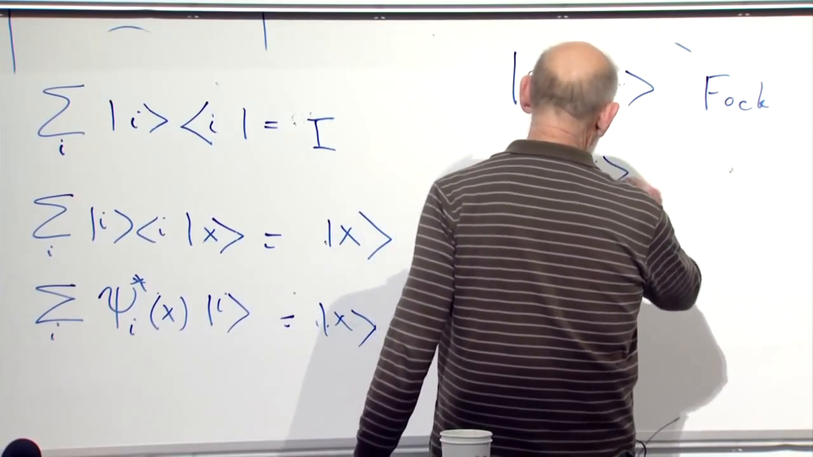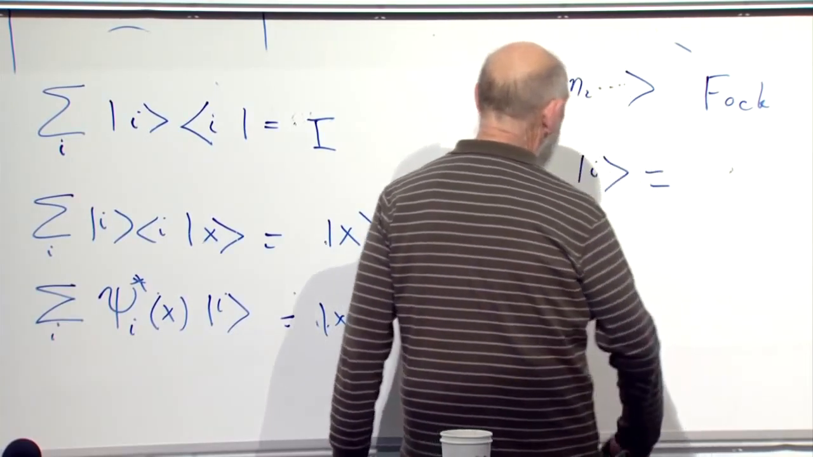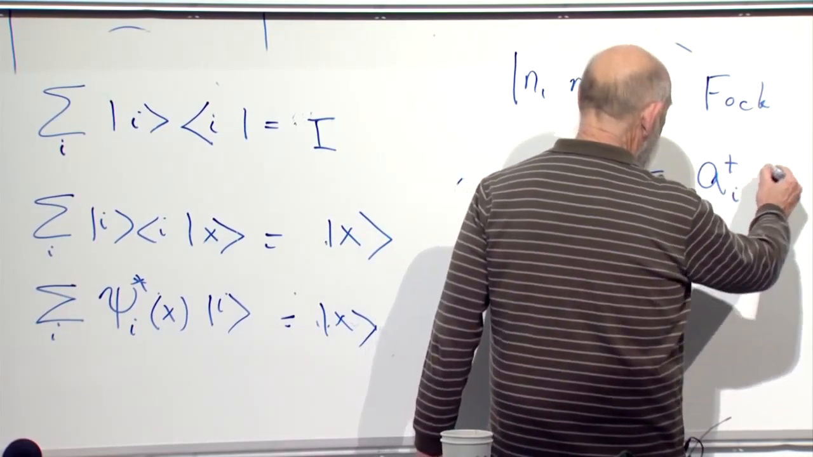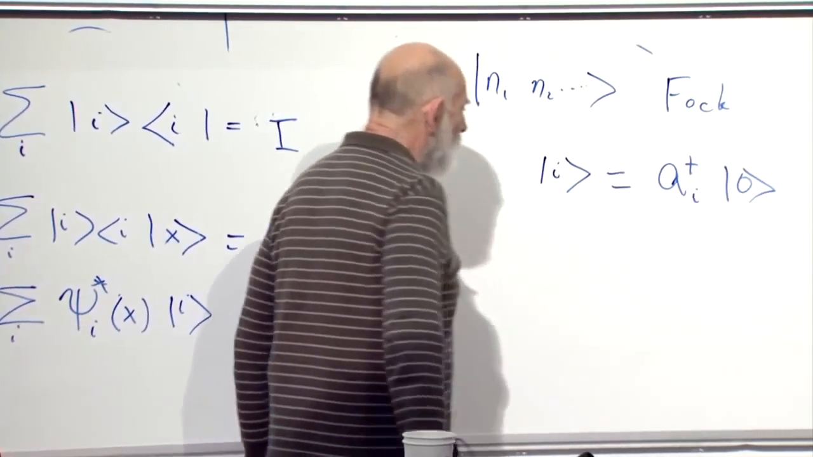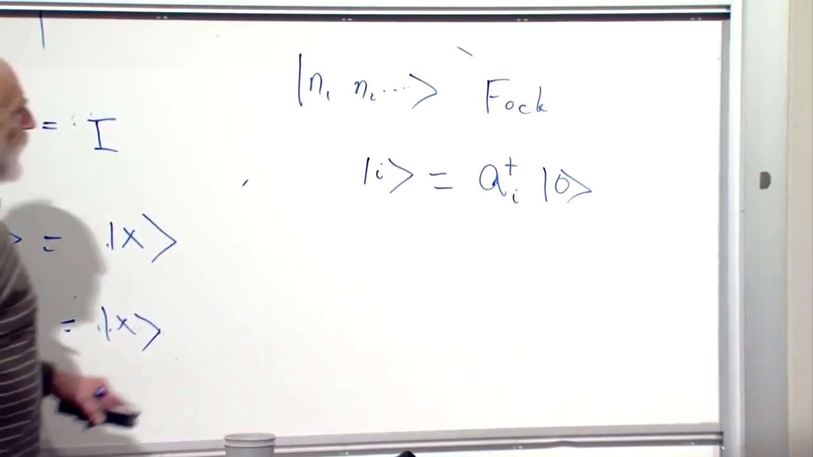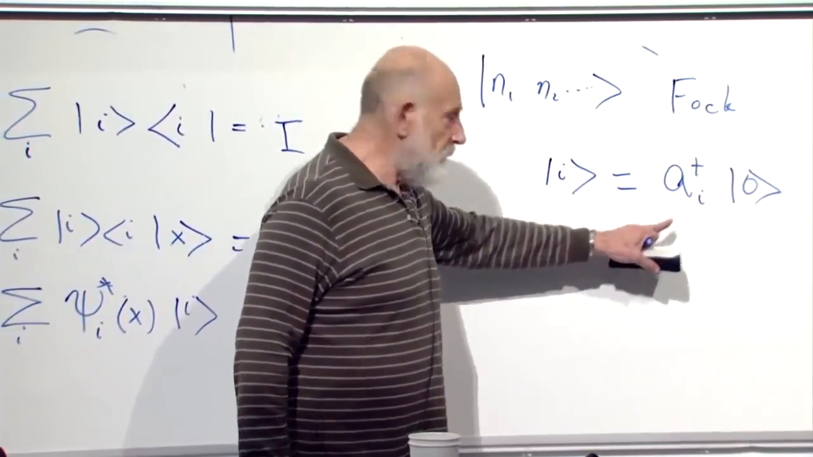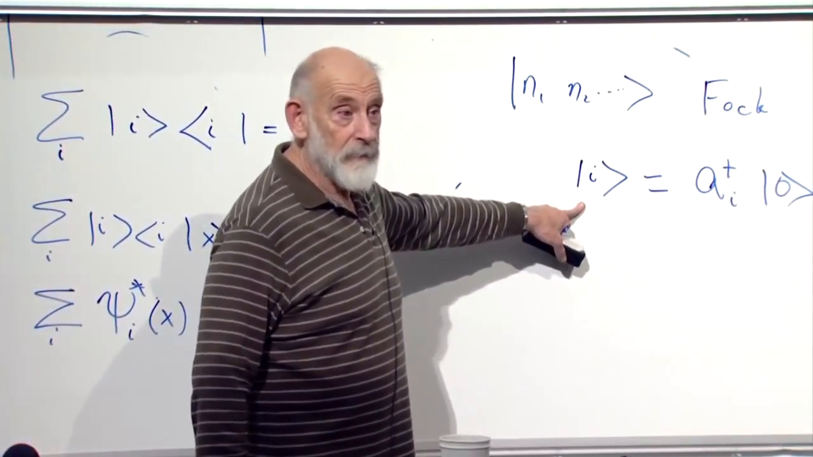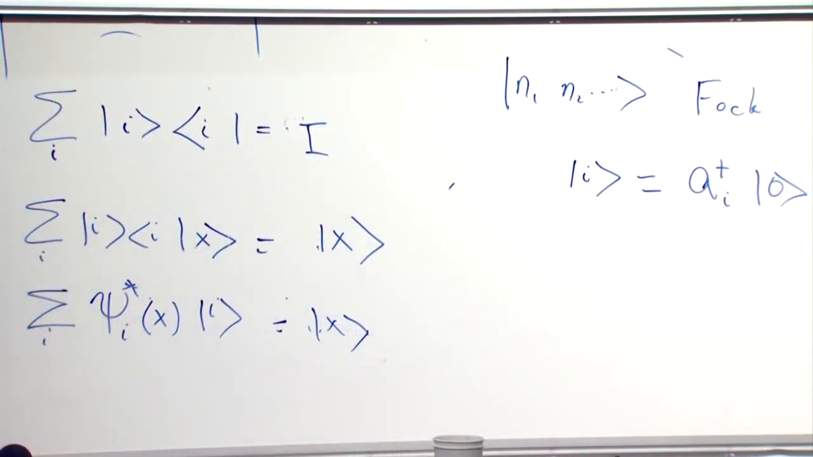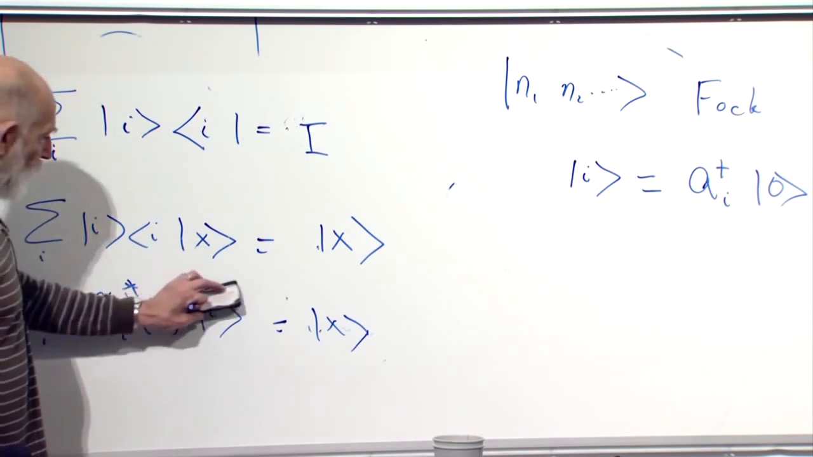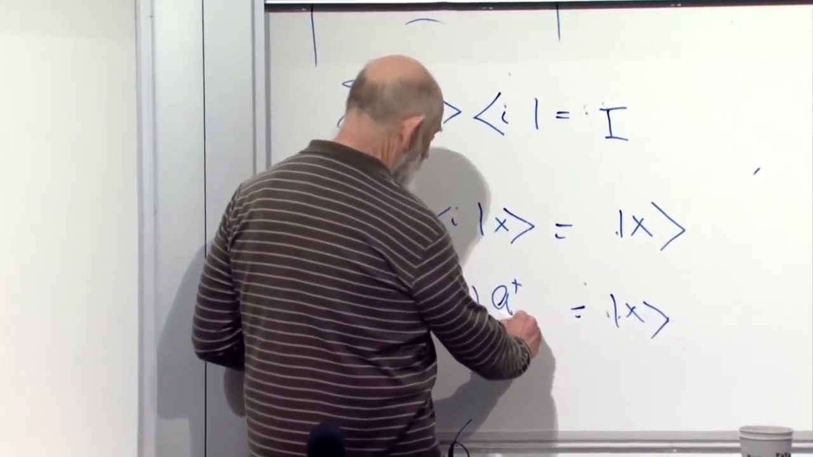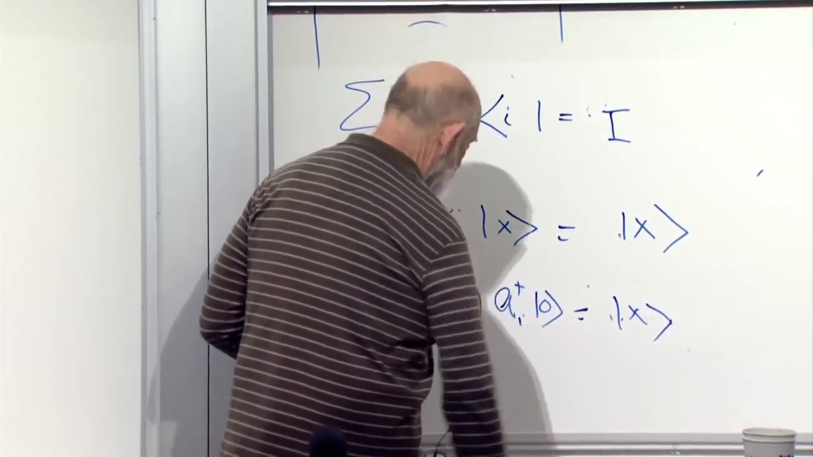The state I is equal to A plus I on the vacuum. The vacuum has no particles in it. If I create a particle in the state I, then indeed I have a particle in the state I. So I can substitute for this, I can substitute A plus I on the vacuum.